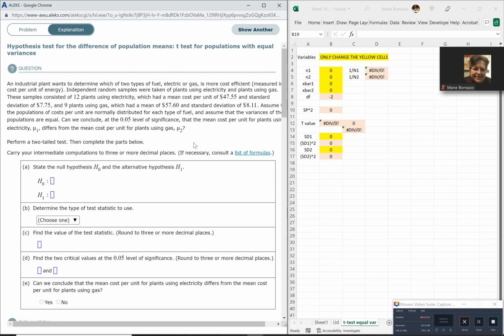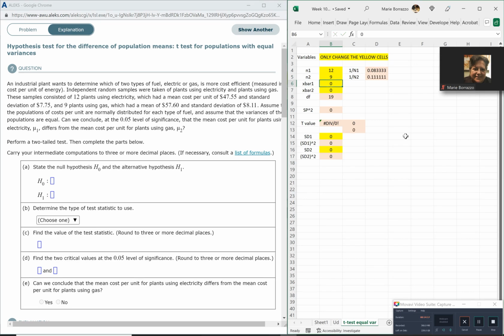So when you look at this, don't freak out, because I'm giving you a template that should work without a hitch. There's no rounding issues or anything here. So we read the question, we pick out what's important. In this case, it took 2 samples of plants using electricity and plants using gas in terms of a fuel. These samples consisted of 12 plants using electricity. So let's call that our N1. I'm going to put in a 12 here. My N2 is 9. I'm reading ahead. It says 9 plants using gas.